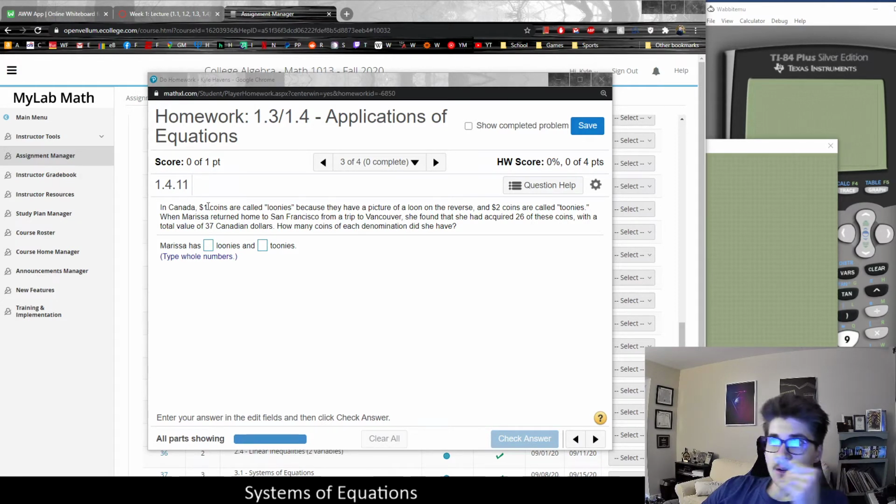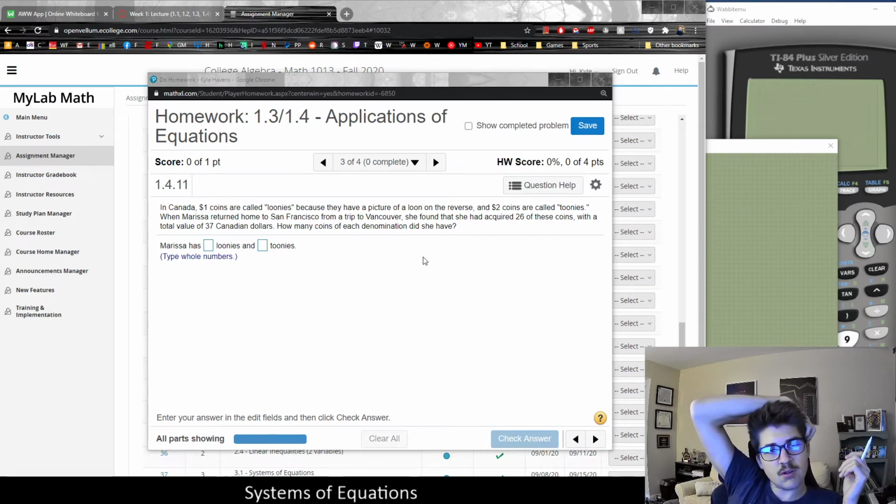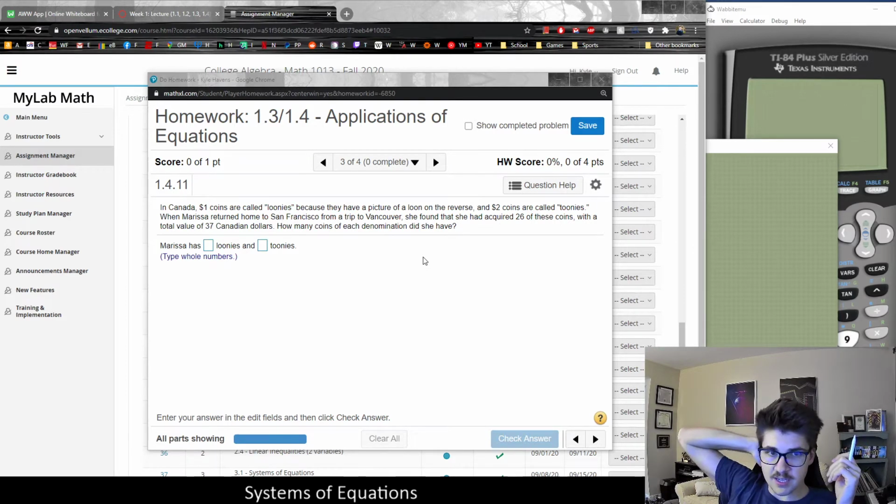So it says, in Canada, $1 coins are called loonies because they have a picture of a loon on the reverse, and $2 coins are called toonies. When Marissa returned home to San Francisco from her trip to Vancouver, she found that she had acquired 26 total coins with a total value of 37 Canadian dollars. And then the question is, how many coins of each denomination does she have?